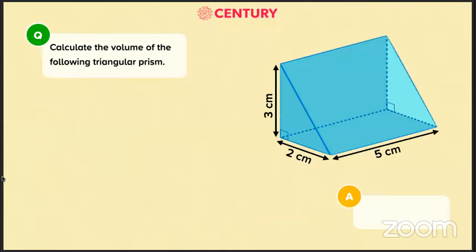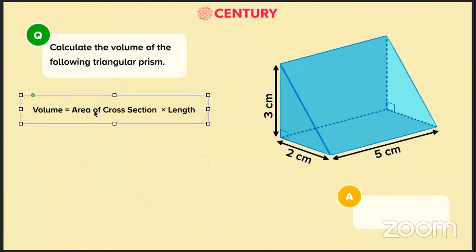Okay, so now that we've done those warm-up questions, we're in a good place to start looking at examples where we're finding the volume of triangular prisms. So I'm going to take you through 2 examples, and then we're going to put this knowledge to the test on Century. Now, it's always good to start with the formula. So volume equals area of cross-section times length.